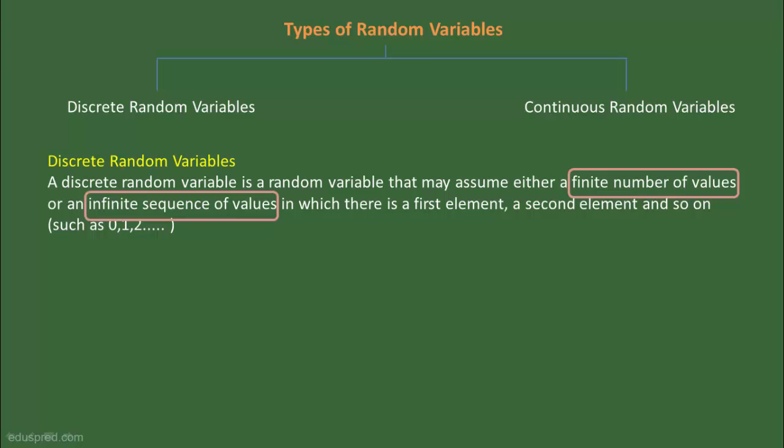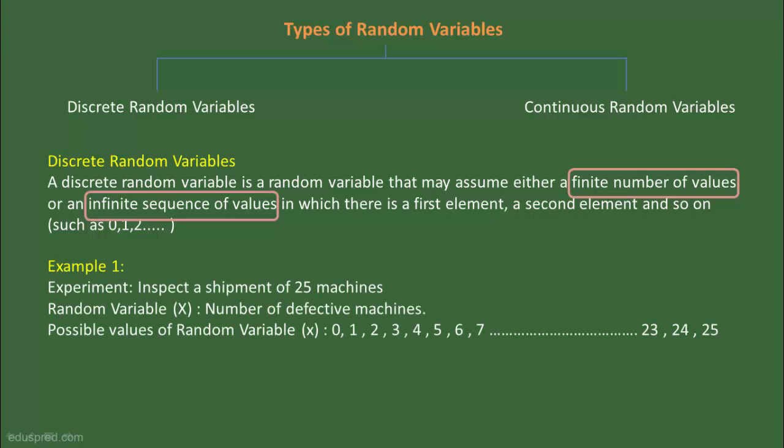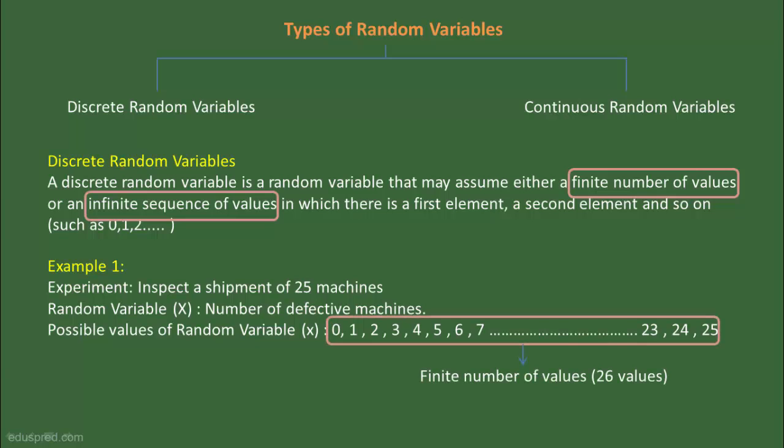Let's take a couple of examples to understand what these terms mean. Say you want to inspect a shipment of 25 machines, and this is how you have defined your random variable. The random variable x is the number of defective machines. Here the possible values that x can take range from 0 to 25. So here the random variable x is assuming a finite number of values, and that finite number is 26. So our random variable x can assume any of these 26 values. Okay, so in this case we can see that x is a discrete random variable.